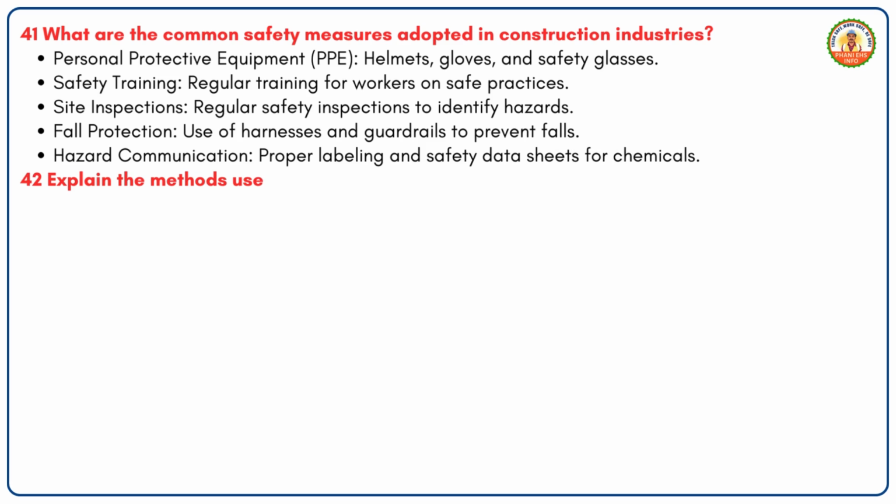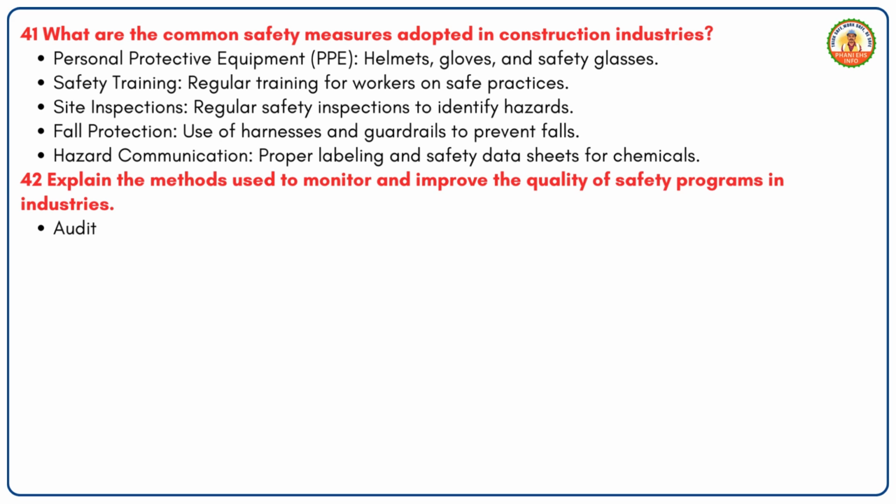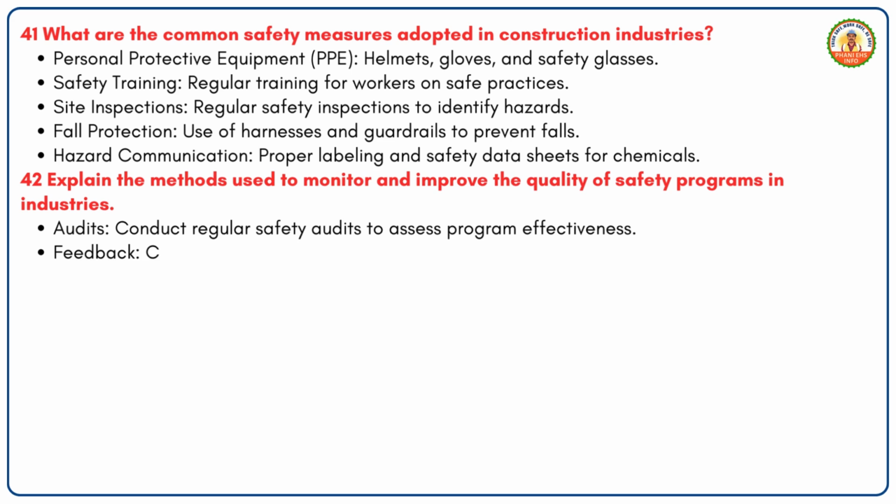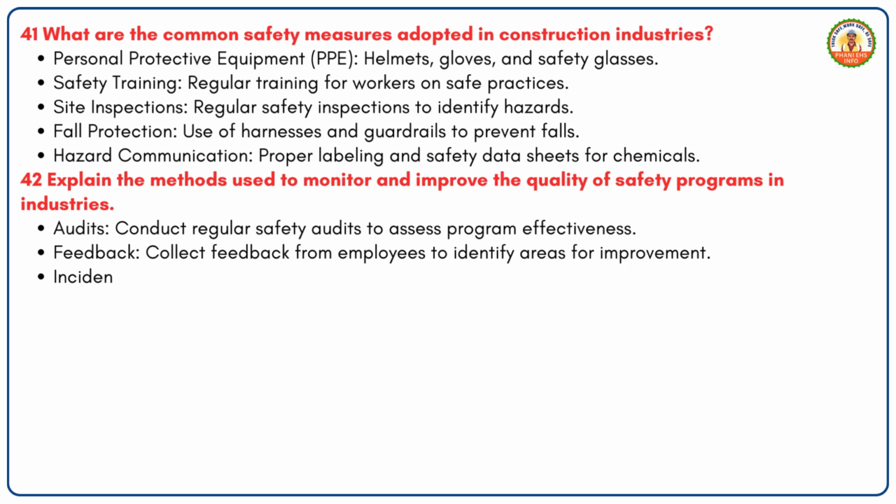42. Explain the methods used to monitor and improve the quality of safety programs in industries. Audits, conduct regular safety audits to assess program effectiveness. Feedback, collect feedback from employees to identify areas for improvement.